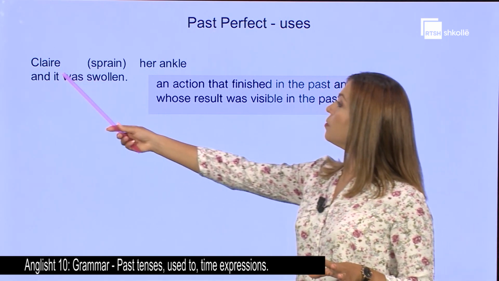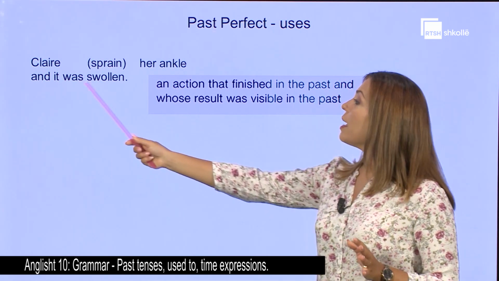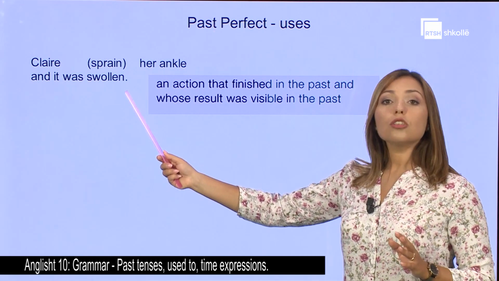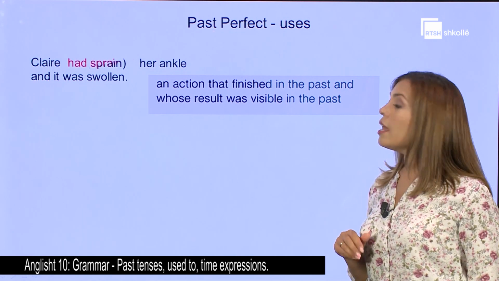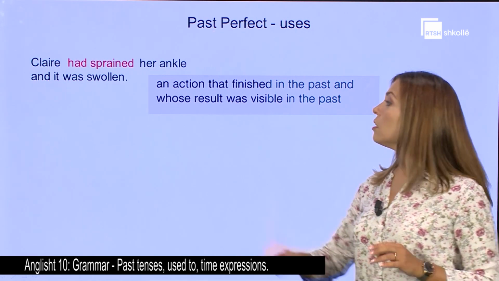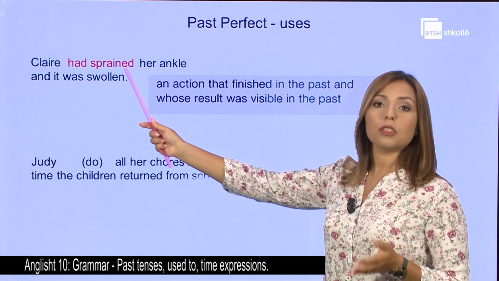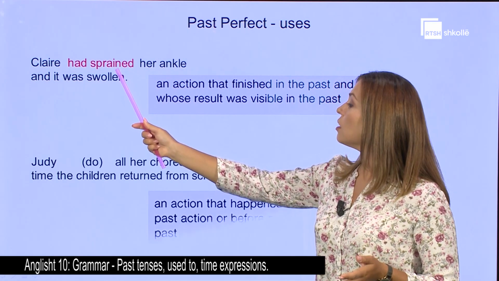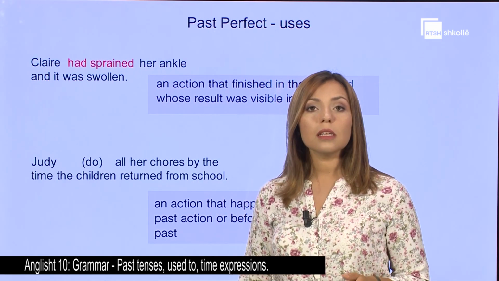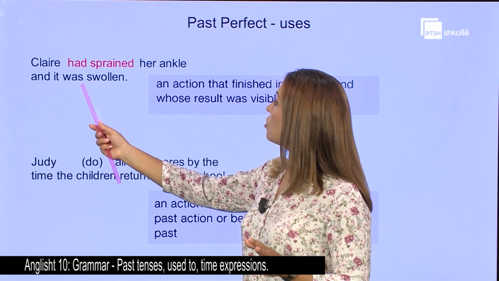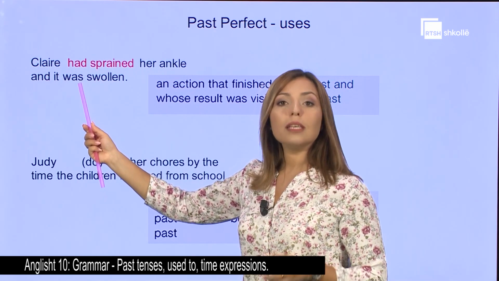Claire, we're talking about sprain her ankle, and it was swollen. So something had happened to her. Claire had sprained. So had plus ed in our verb, it is regular. Had sprained. So we're talking about something that happened to her in the past, and we can see the result. This had happened in the past, and the result is in the past.